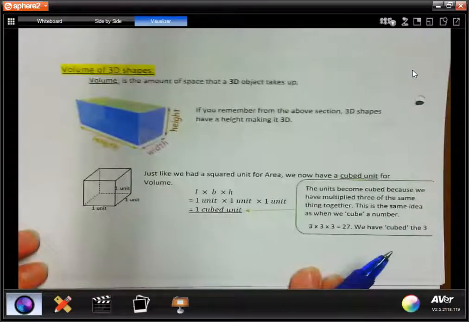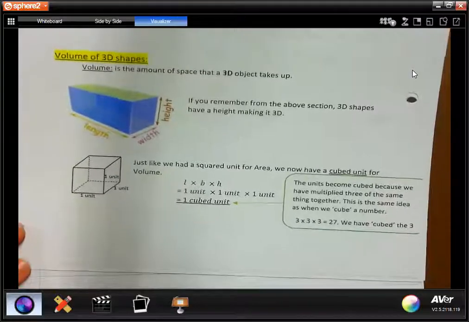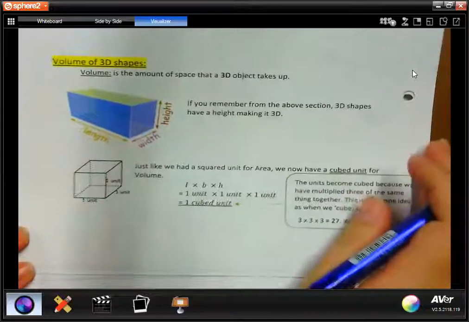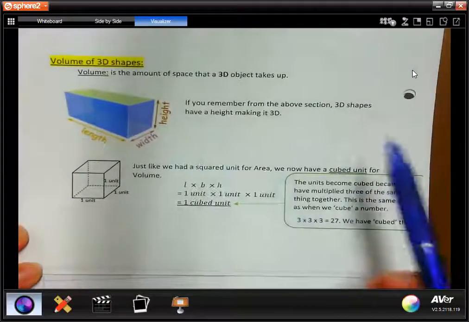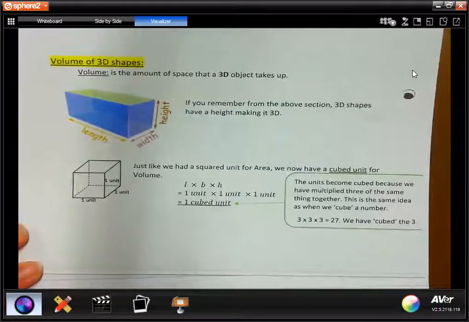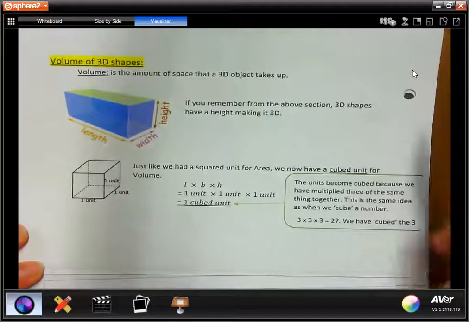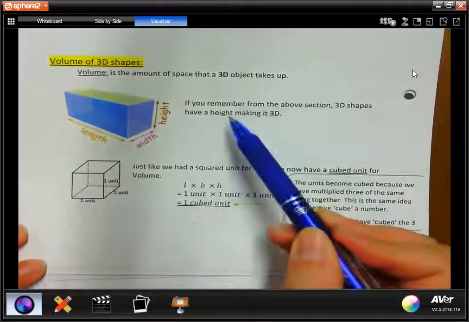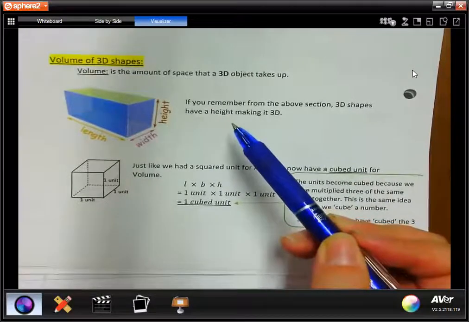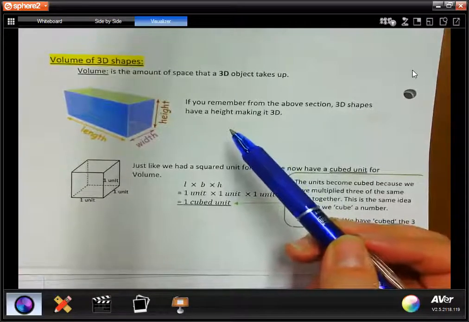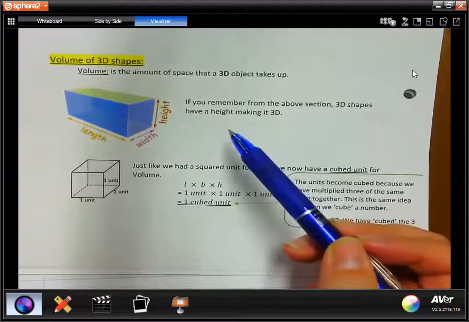So here we have, I'm not going to redraw all of these pictures. We'll just go through it quickly, but all of this is in the notes. Okay, all of these diagrams and so on. We will write some stuff down, but we're just going to go through it here. If you remember from the previous section, which was just total surface area, three-dimensional shapes or solids have a height. And that is what makes it three-dimensional, right? Because we have the base, which is a flat two-dimensional shape. As soon as you add a height to it, it becomes three-dimensional.